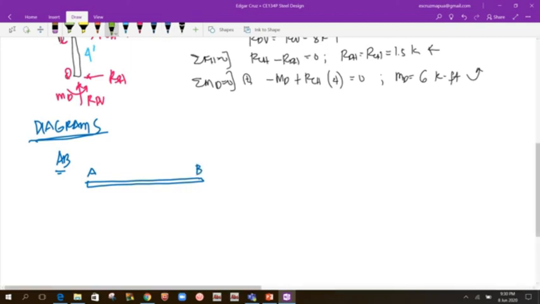Then it has loads, and its loads are transverse. So it has a uniform load of 0.5 kip per foot, and its length is 6 feet.